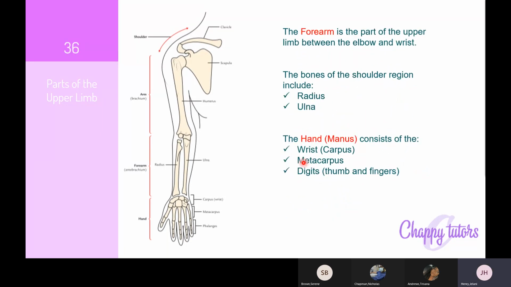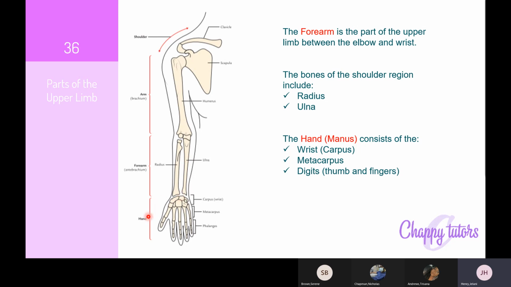The next part of the upper limb is your forearm, and that occurs between the elbow and the wrist, right? Elbow being superior, wrist being inferior, right? As I said previously, the forearm has 2 bones. You have a radius, which is on the lateral side, and you can see it here. And you have the ulna, which is on the medial side, and you can see this one here.